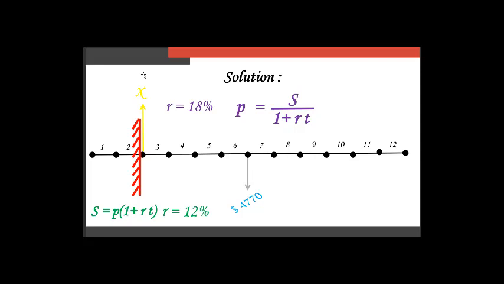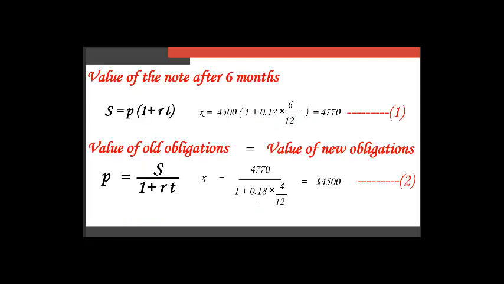In this case, the focal date lies before X and before 4,770. So the present value of old obligations must equal the present value of X. The present value of X equals X. The present value of 4,770 equals 4,500.